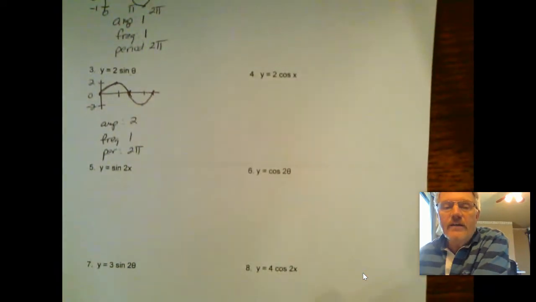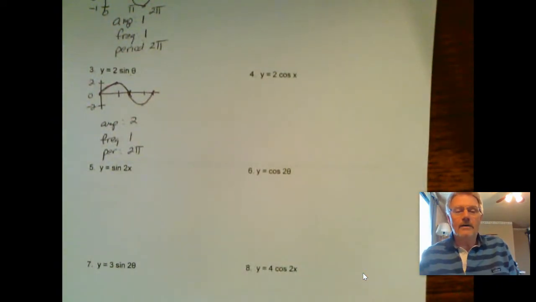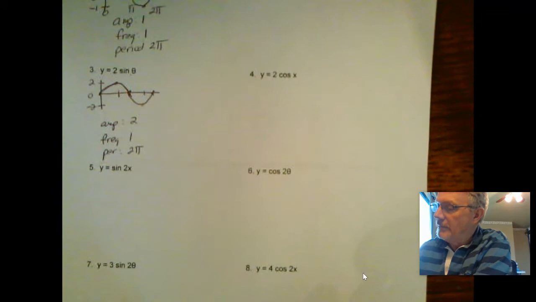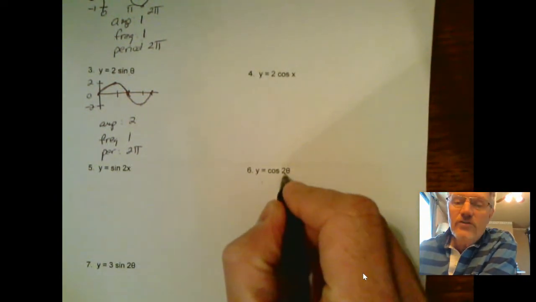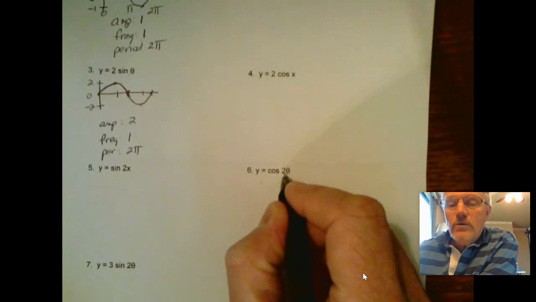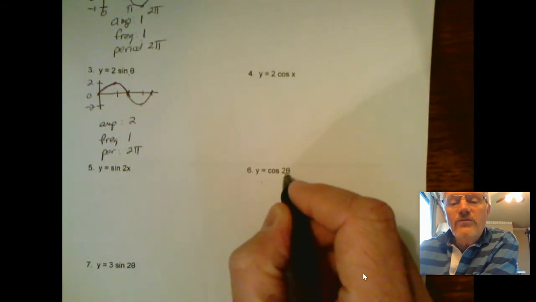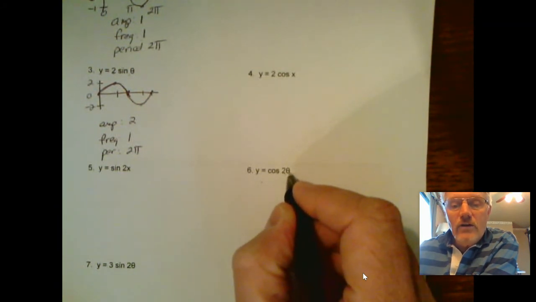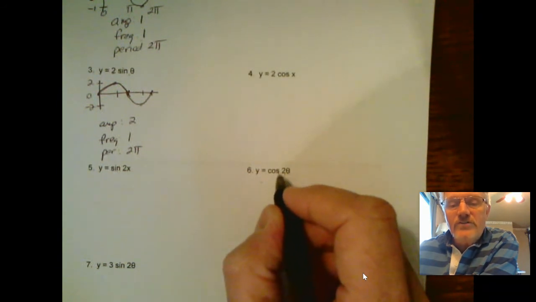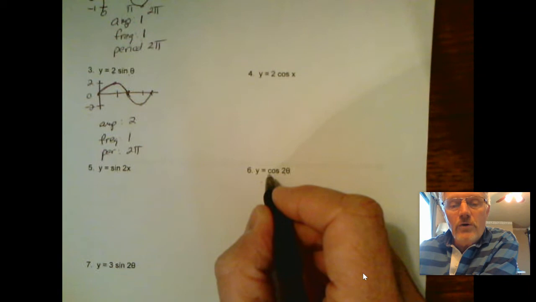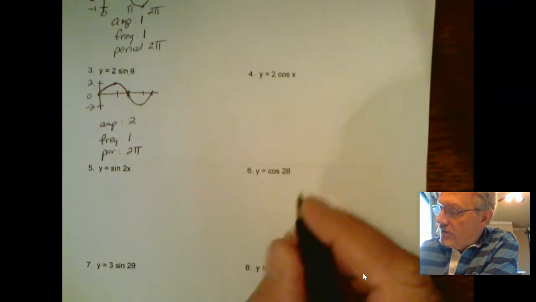I know I said that you had to do the right column and I was going to do the left, but I want to draw some of the cosine graphs too, so you aren't just drawing all the same kind. All right, so number 6, y equals cosine 2 theta. So the 2 is in front of the variable for the angle, right? This is the angle. So that means that's going to be the frequency. There's no number in front of the cosine, so the amplitude is going to be 1.